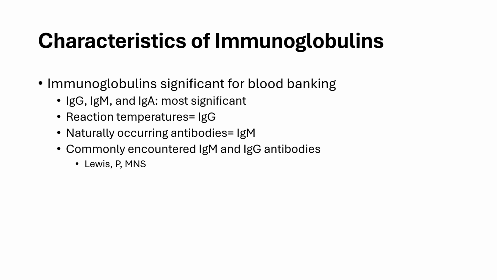So the most significant immunoglobulins in blood banking are IgG, IgM, and IgA. We have certain temperatures that these will react at. So antibodies of the IgG class will typically react at your body temperature, which is what we don't want to happen. Most naturally occurring antibodies are going to belong to the IgM class. Commonly encountered IgM and IgG antibodies that we will talk about later on in this course in blood banking are your Lewis, P, and MNS antibodies.